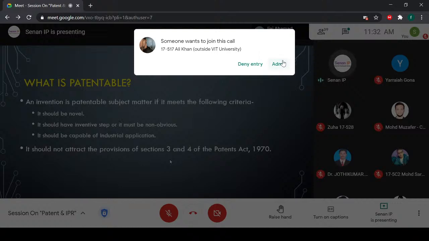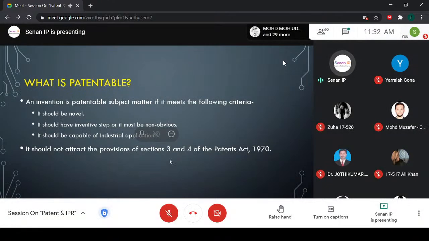Some other examples: method of surgery and method of treatment are not patentable. Method of playing a game is not patentable. Business method is not patentable. Software application is not patentable, so we should file a copyright application for software code. These are a few examples given in sections 3 and 4 of what is not patentable.